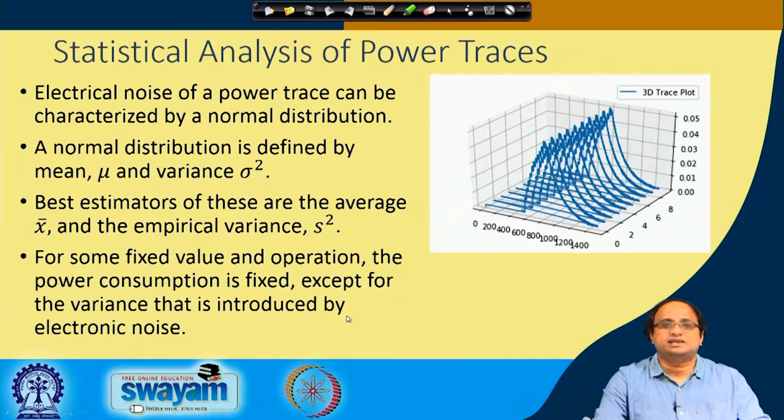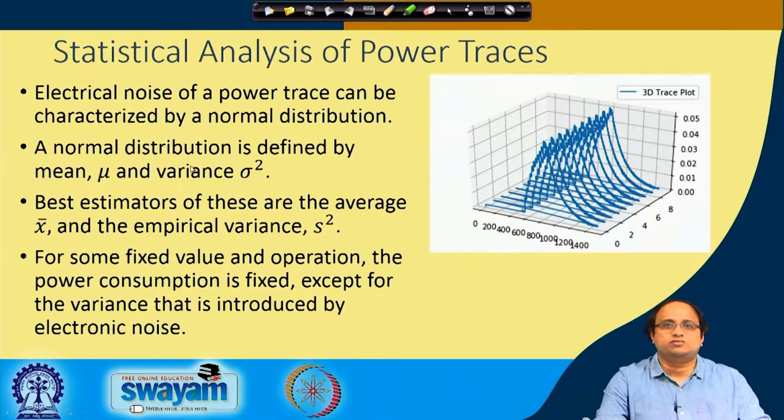So, let us try to look again at the power traces, but now from the point of trying to develop a statistical analysis. Electrical noise of a power trace can be characterized, typically. It is a very important component: when you are considering the power consumption, your power is superimposed with a component from the electrical noise. This noise can typically be modeled by a Gaussian distribution. So, you can define it by a mean, which is mu, and a variance, which is sigma square.